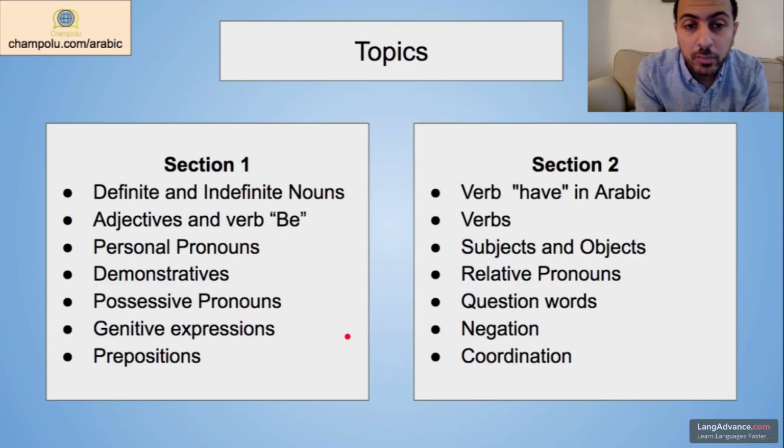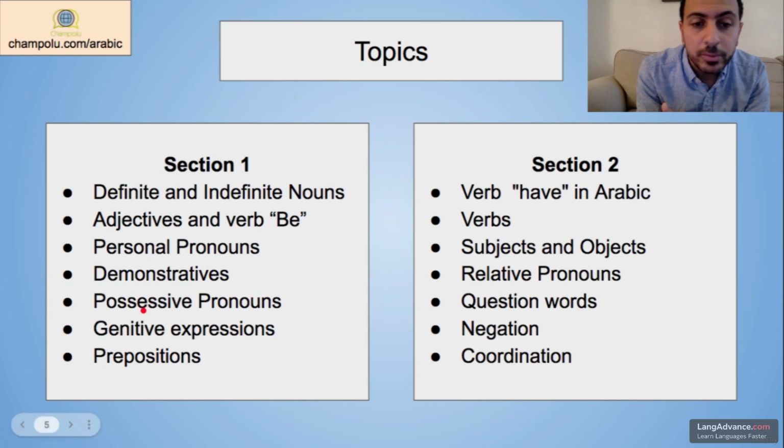So the topics that we'll be covering will be divided into two sections. Section 1 is for nouns and noun phrases and related grammar. So we start by learning how to use definite and indefinite nouns like a boy and the boy, and then adjectives with verb to be like the boy is smart and so forth. And then we look into personal pronouns like I am hungry, they are from Germany, and things like that.